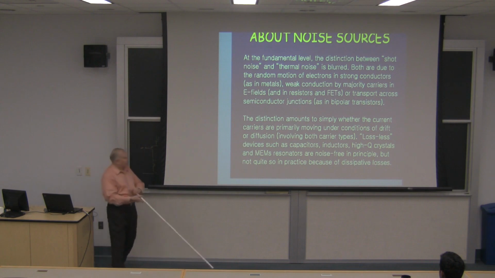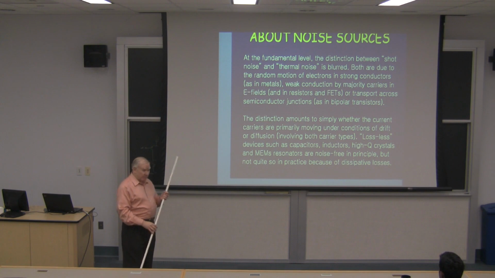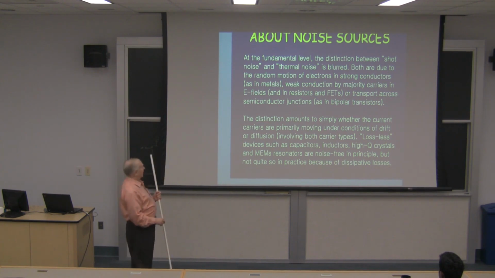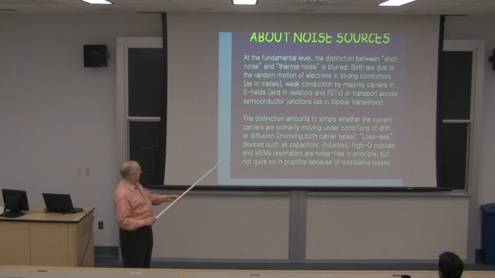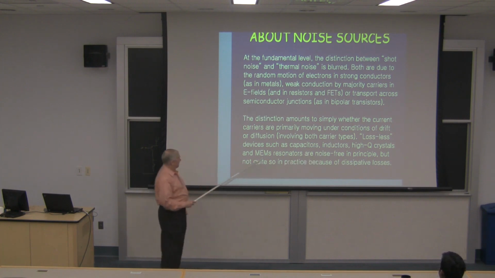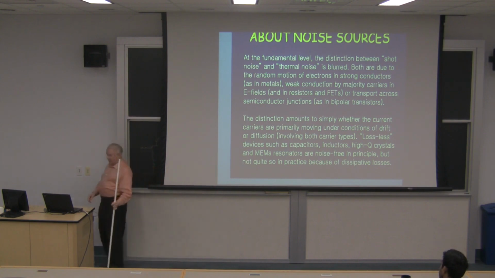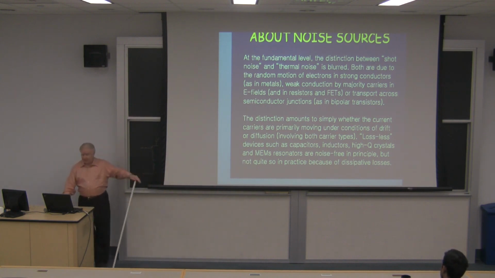So, as I mentioned earlier, the distinction between shot noise and thermal noise is a little bit blurred, because both are due to random motion of some sort. But one of them is due to carriers which are moving under drift conditions, and in the other case, the variance is due to diffusion. I note here that other things like inductors and high-Q crystals and MEMS resonators are essentially noise-free in principle, but in practice they also have a little bit of loss due to various effects, such as the series resistance of a capacitor or an inductor, and the frictional losses of a resonator.